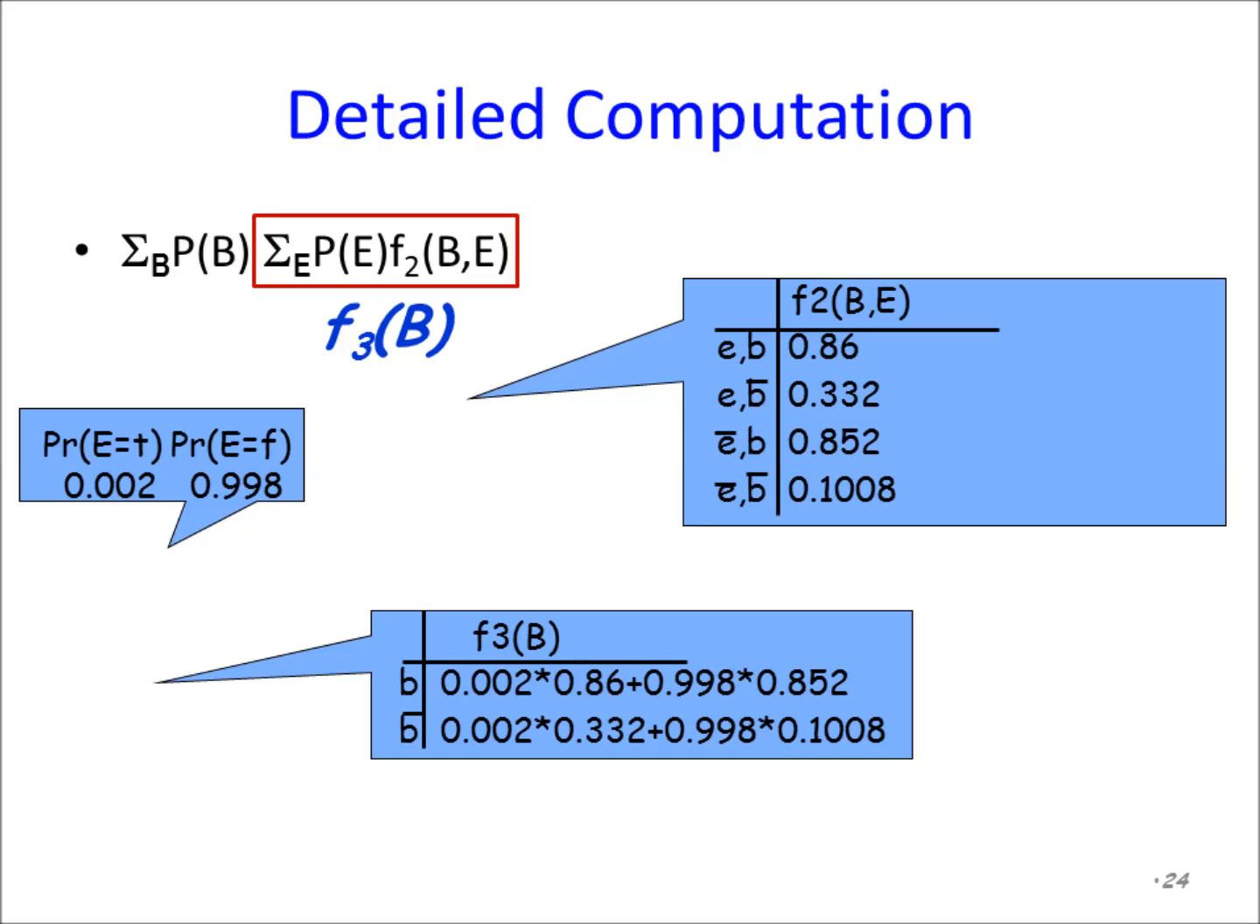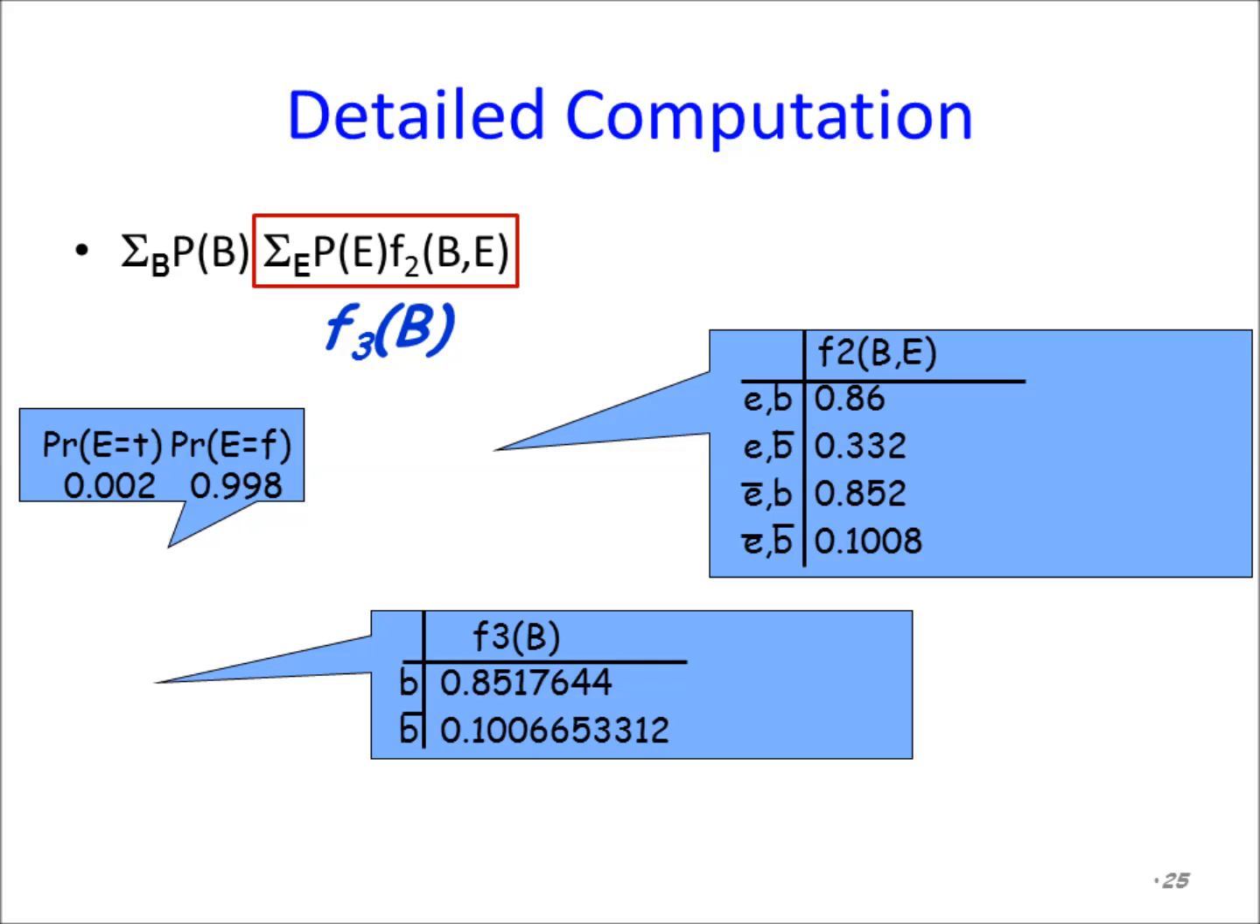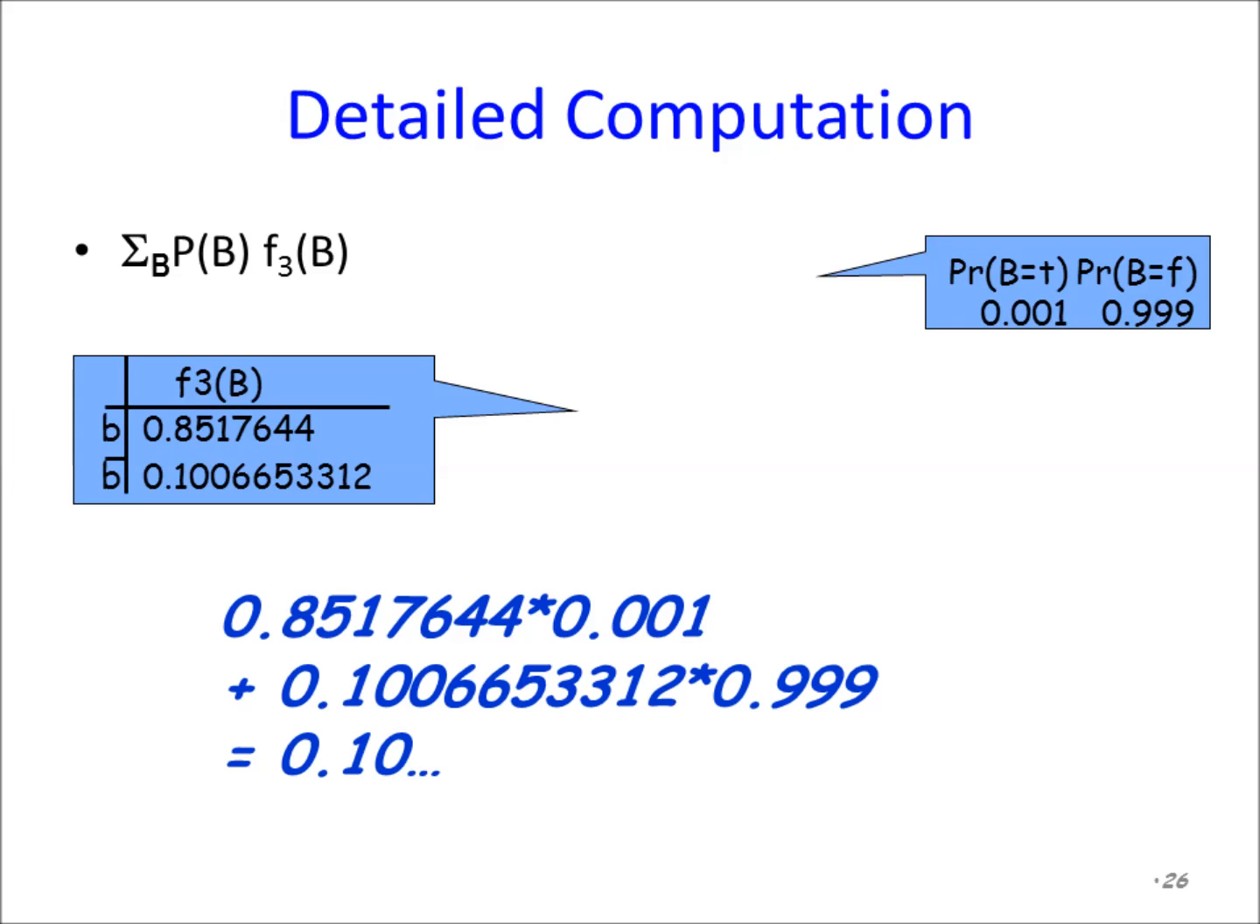So E true and B true is 0.86 and 0.002, plus. Now I have E false, B is still true. 0.852 times 0.998. You get a similar next one. So now you got F3, and now you got F3, then you can similarly do this and this. You can compute your final result. This is the algorithm. Yes?